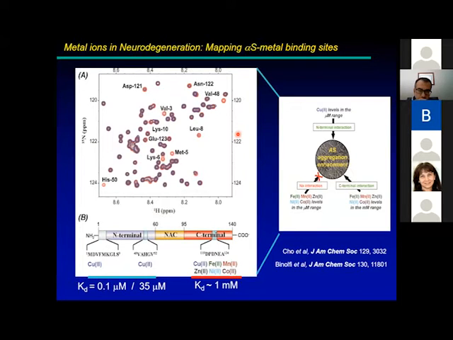The effect of copper at low micromolar concentrations is due to the fact that copper is able to interact more specifically with alpha-synuclein than the other studied divalent metal ions.